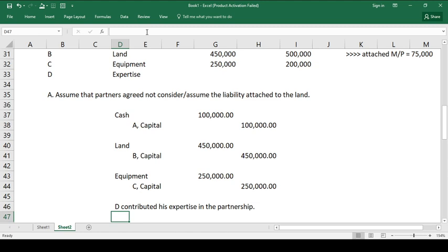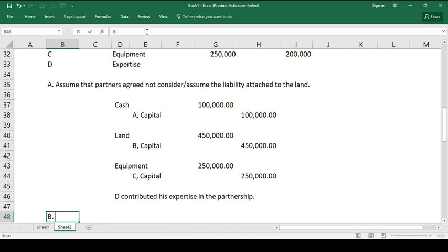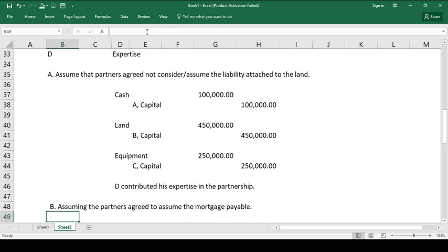How about, sir, if the assumption would be this way? Assuming the partners agreed to assume the mortgage payable. This means the partnership decided to take on the liability attached to that land. What is our entry in the contribution of B?